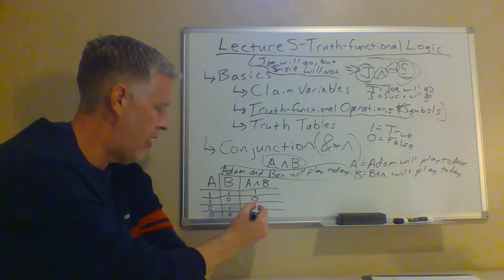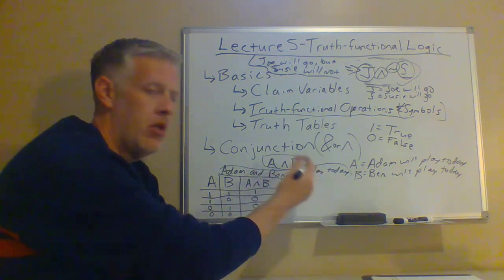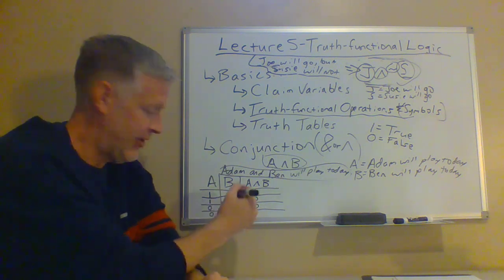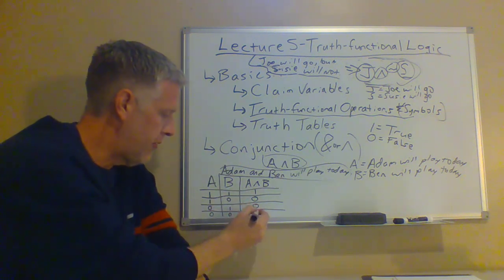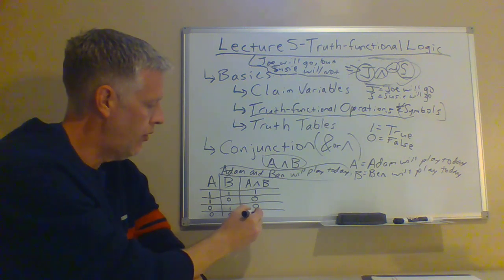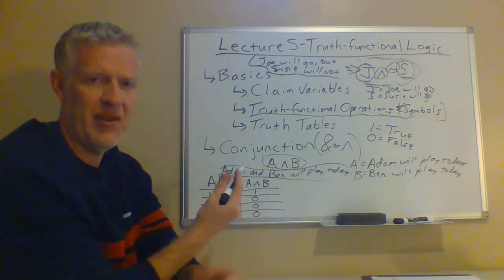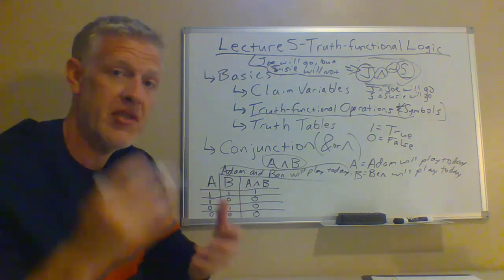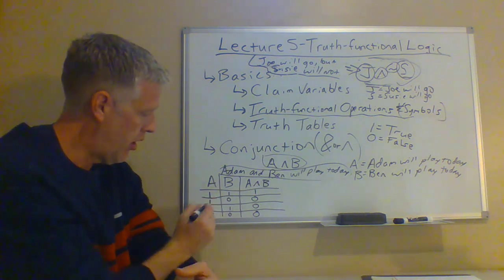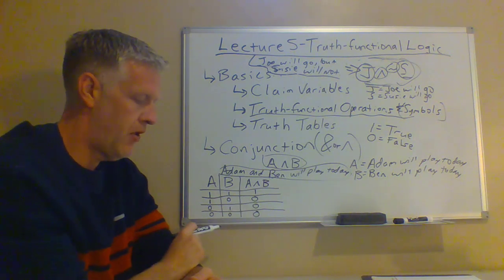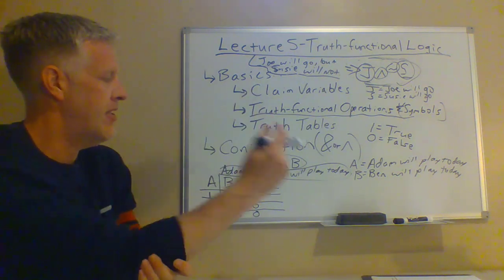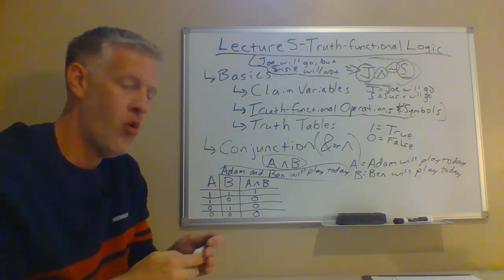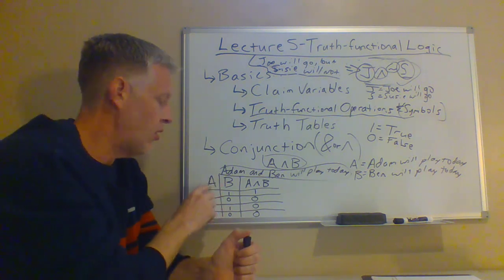Same thing when Adam doesn't play. That conjunction, that thing as a whole, that compound claim, is false. And if they're really wrong, as I suggested earlier, if neither one of them plays. So it takes a lot, you might think in the back of your mind, to make a conjunction true. Both those conjuncts have to be true. Otherwise, it's going to be false. And that makes sense, right? They're committing to two different things. It's going to take more to make that true than just committing to one thing.